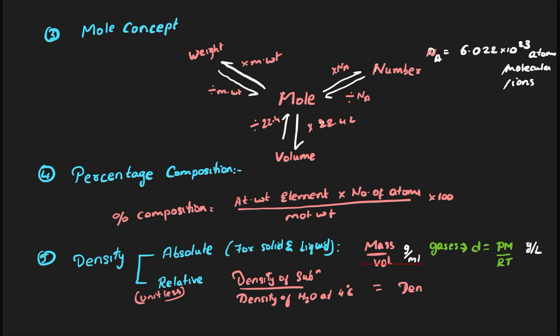The density of water at 4 degrees Celsius is nothing but 1 gram per centimeter cube. This is the entire formula of relative density.